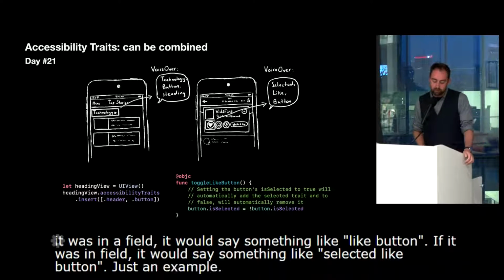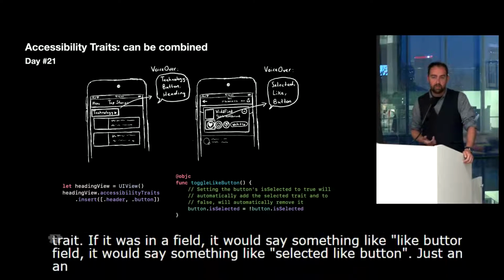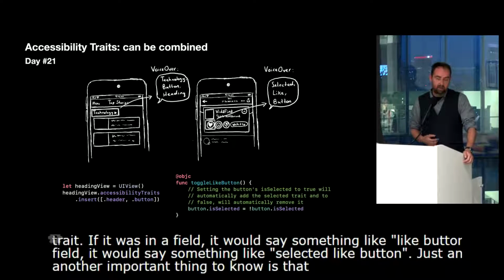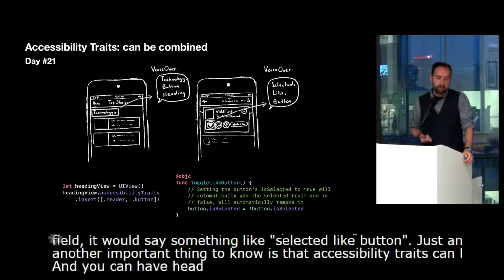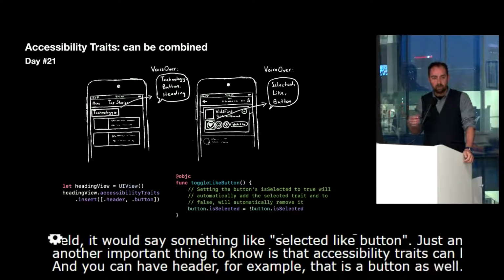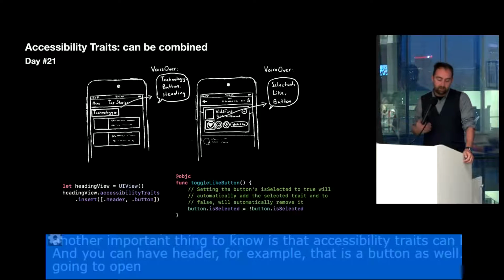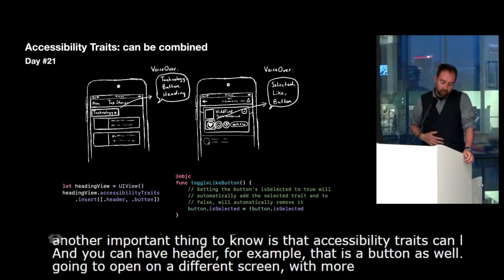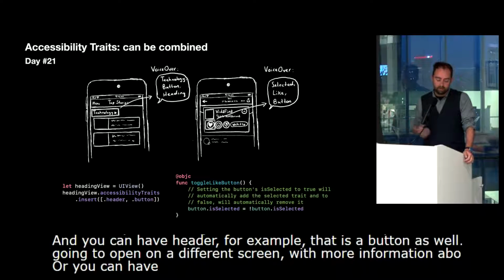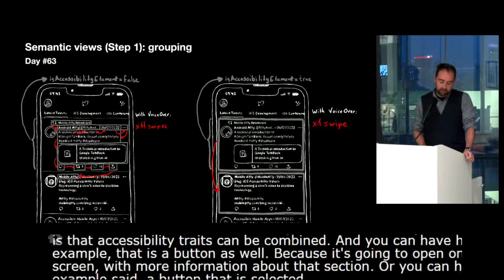And another important thing to know is that accessibility traits can be combined. And you can have header, for example, that is a button as well, because it's going to open a different screen with more information about that section. Or you can have, like the example said, a button that is selected. So those are 2 different traits.